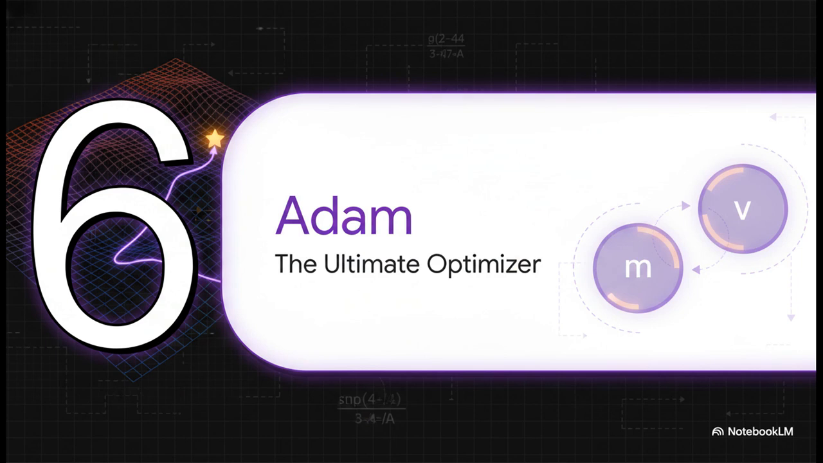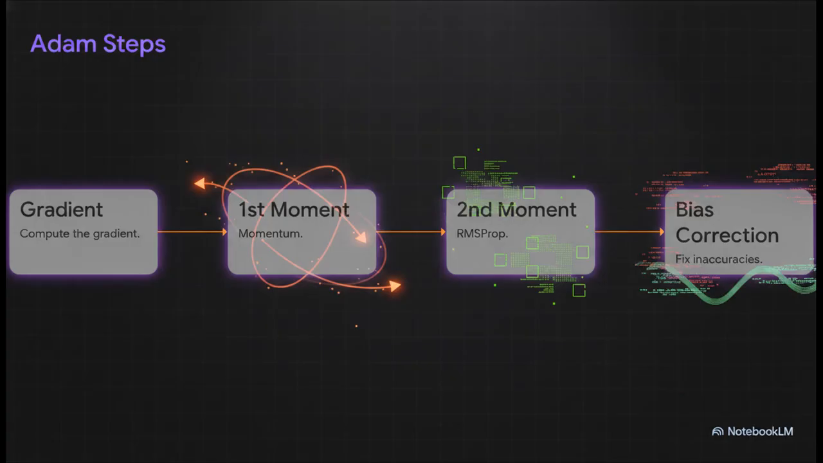Section 6. Adam, the ultimate optimizer. Finally, we reach the absolute state-of-the-art algorithm used in almost every major AI paper today. Adam is the ultimate best-of-both-worlds solution. It essentially takes the best features of everything we just talked about.